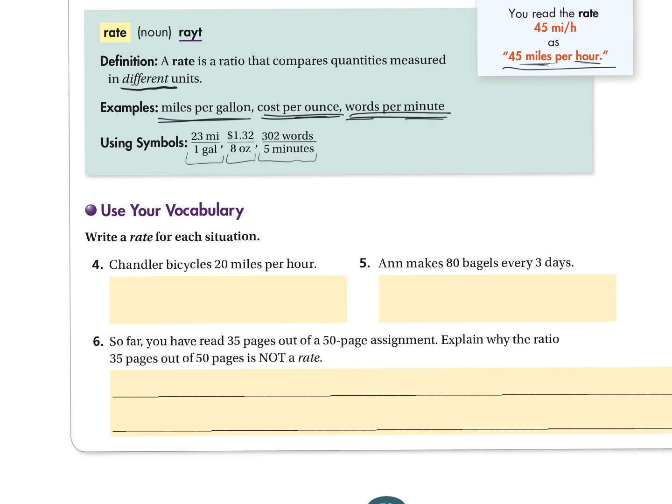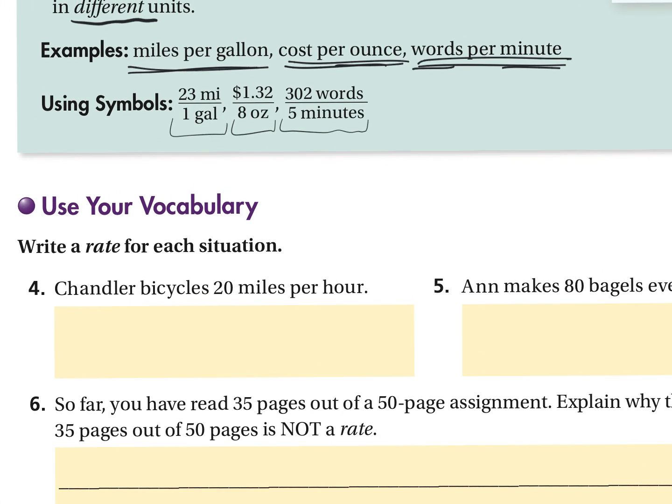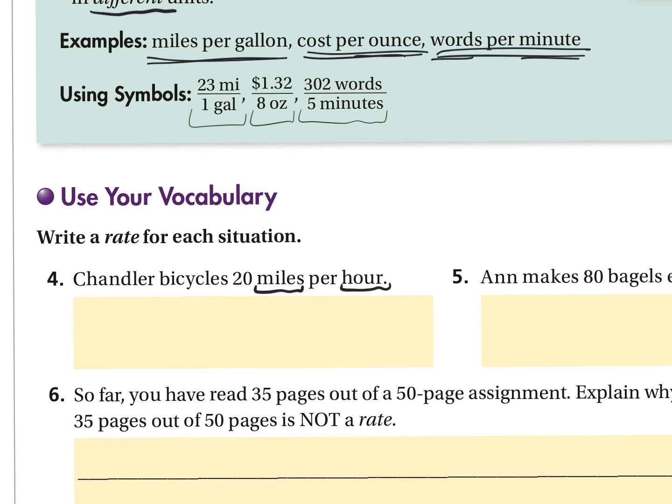Let's actually write a rate for each of these situations, just to get used to working with these. Chandler bicycles 20 miles per hour, right? Miles is one of our units. Per hour is another unit. So we have 20 miles per 1 hour.